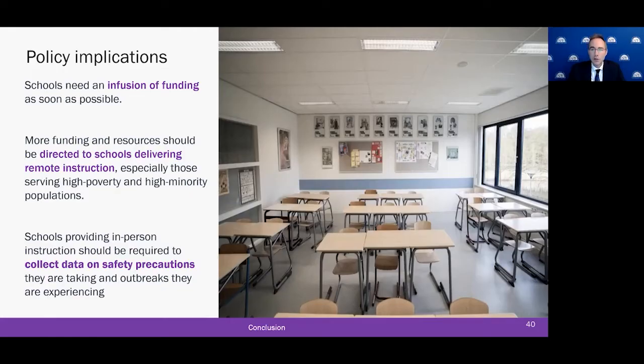Okay. I want to go to a question for Julia here. Tyler, if you could pull up that last slide, I guess slide 40. Julia, these are your conclusions or recommendations. You note that funding and resources should be directed to schools delivering remote instruction. Do you have a mechanism for how this would happen? Would it go by a function of what percentage is remote, or how would you work through your policy suggestions here?